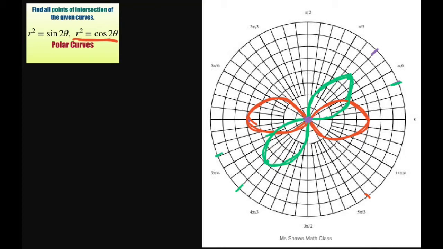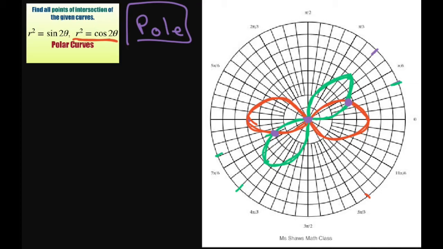Now, for points of intersection, clearly the pole here is a point of intersection. Let's just write that. That's your pole. And it looks like we have this point of intersection and this point of intersection. And I tried to match it up.